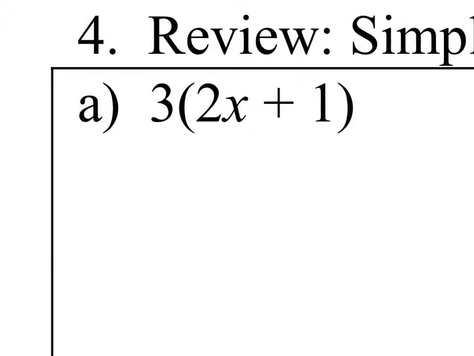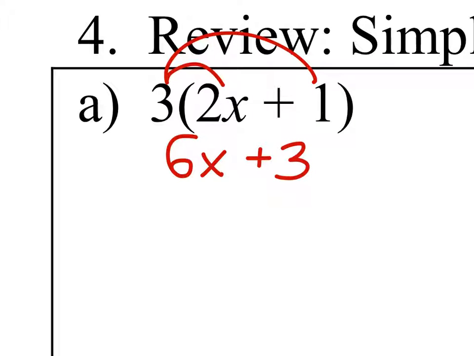Alright, these next few problems are just a little bit of review from the last unit. If we wanted to simplify this, it's like saying we have 3 sets of 2x and 1. So 3 sets of 2x gives me 6x, and 3 sets of 1 gives me a positive 3. This would be fully simplified for us.